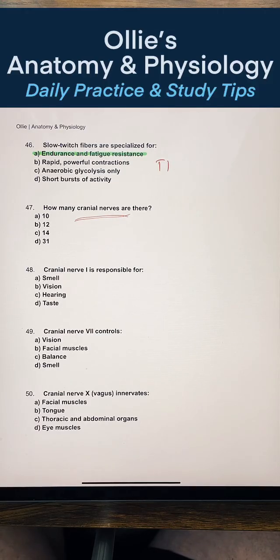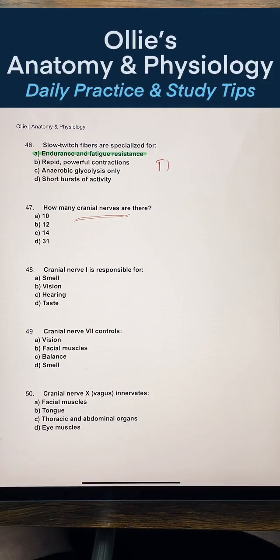Yep, fast twitch is rapid or powerful contraction. What do you guys think for this one? A, B, C, or D?